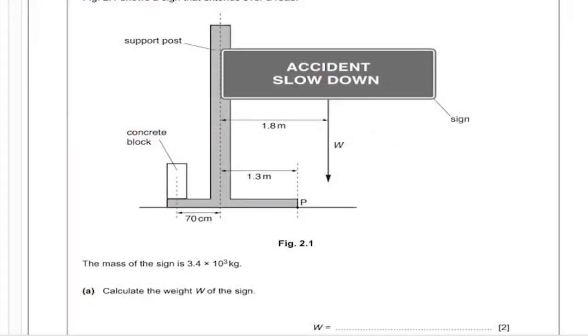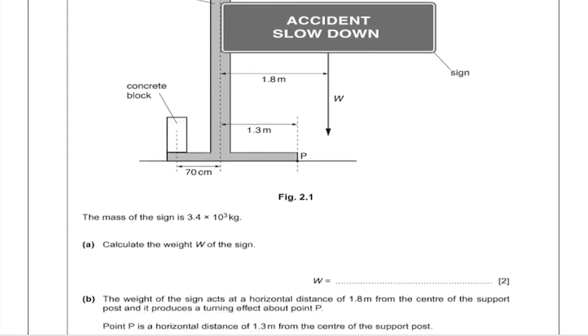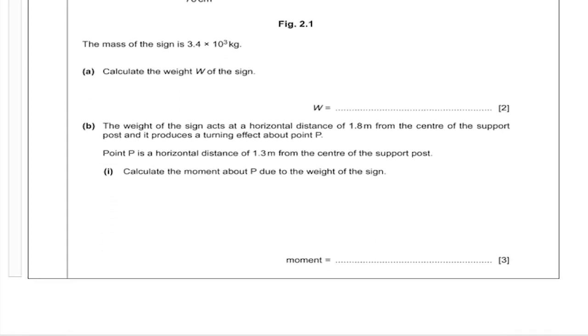Okay, question 9. Figure 2.1 shows a sign that extends over a road. They then give you a diagram showing you perpendicular distances and the line of action of the weight of the sign. Part A asks you to calculate the weight of the sign. It says the mass of the sign is 3.4 times 10 to the 3 kilograms.